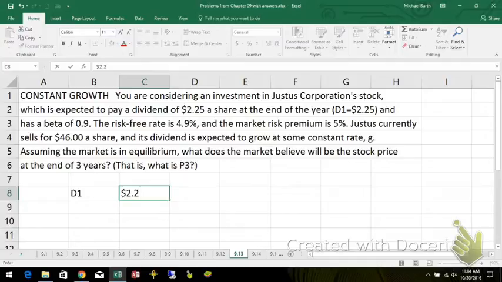D1 is $2.25. And now we start looking at a mix of other elements in here. We got a beta, a risk-free rate, and a market risk premium.